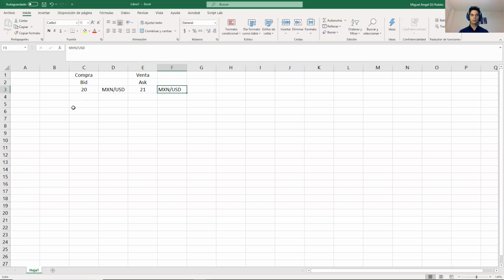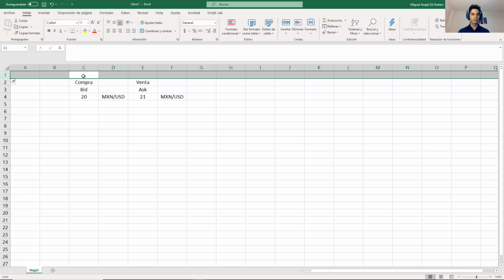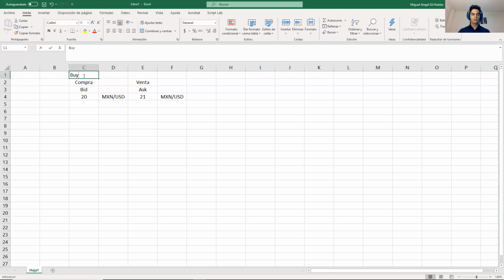Let me explain how it works because maybe at this point it's a bit confusing. So first thing is, what are they selling and what are they buying? Because here it says compra, like in buy, right? Buy and sell. It's the same. All these three names mean exactly the same thing: buy or compra or bid, or sell, venta, and ask. So what does this mean? What are they buying or what are they selling?